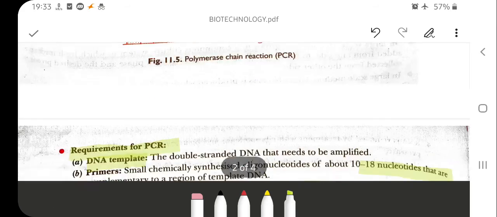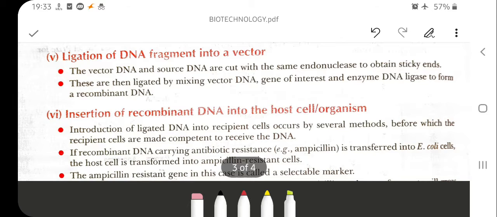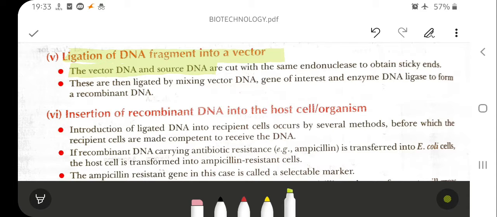So the next step is your ligation. Now we have the desirable DNA fragment. The vector and the source DNA are cut with the same endonuclease. They obtain the sticky ends, as we have already seen. These are ligated by mixing the vector DNA and the gene of interest with the help of the enzyme DNA ligase to form the recombinant DNA.